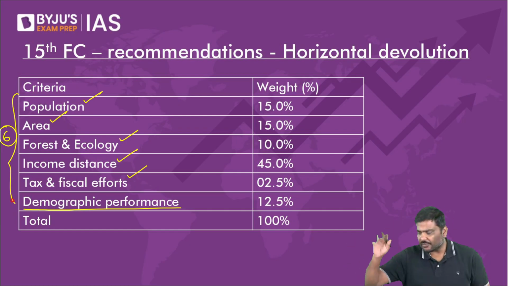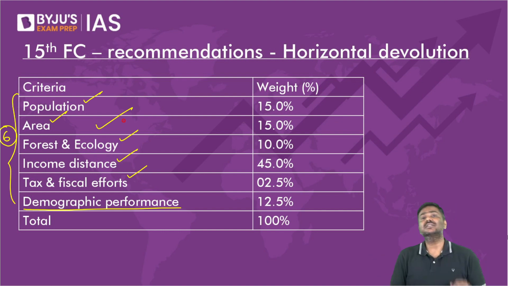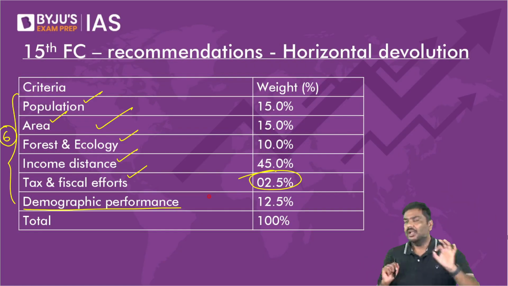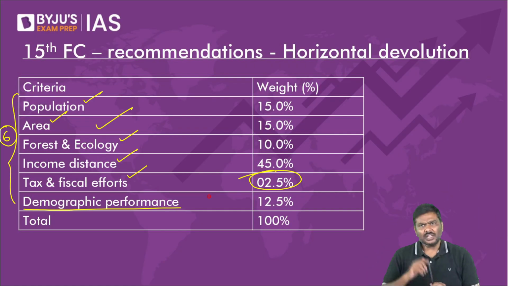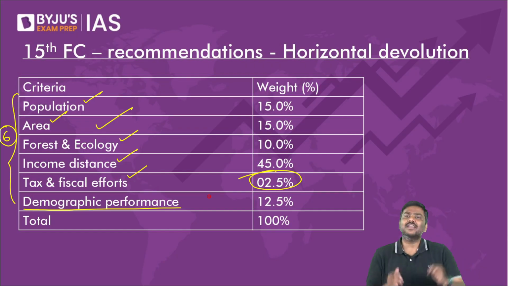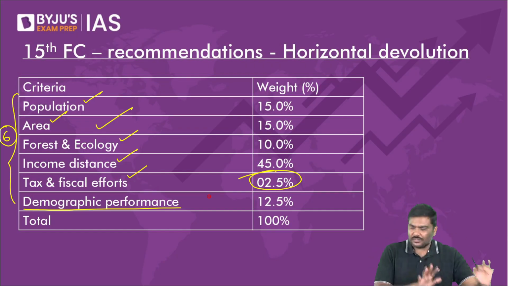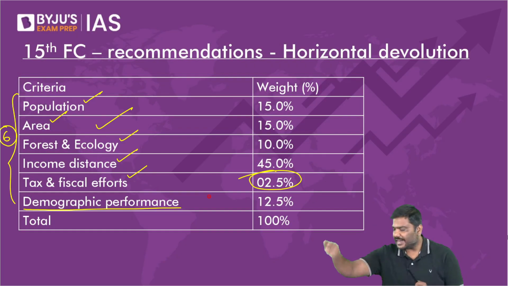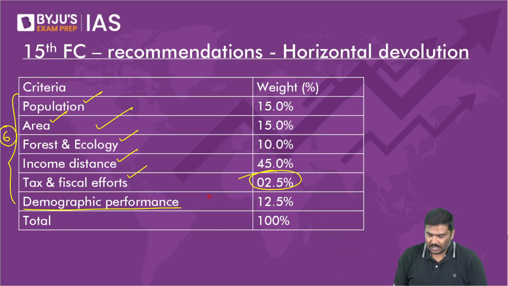So these are the 6 parameters. The highest weightage has been given for income distance. The lowest weightage has been given for tax and fiscal efforts. 45% to 2.5%. Now, before I go forward, how does the Finance Commission actually use it? How does the Finance Commission actually use it to provide money for state 1, state 2, state 3, etc.? Please have a look at it. I'll just give a very simple example.